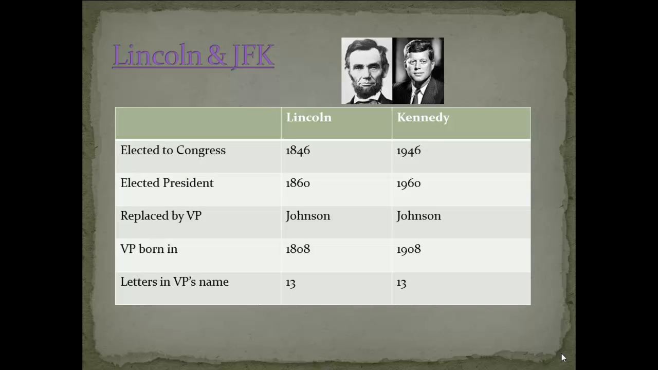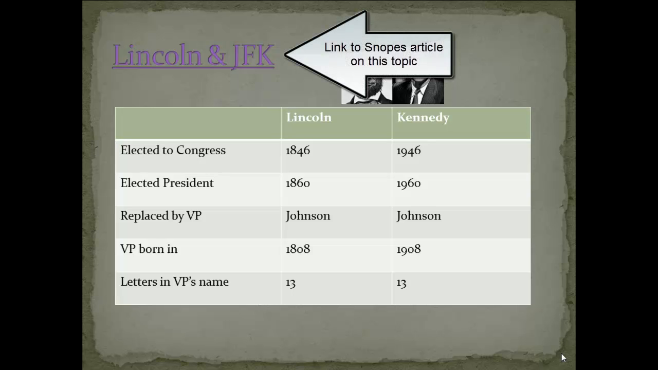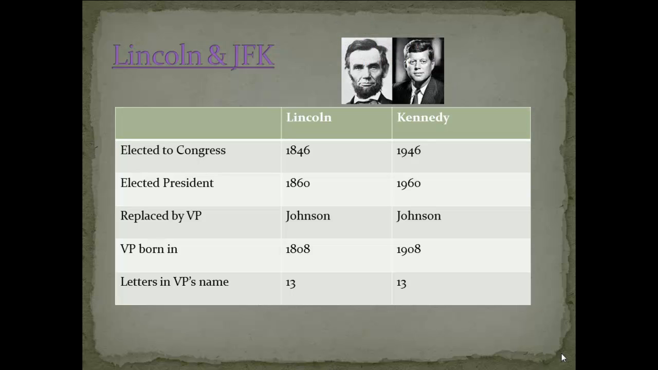Another example is the link between former President Lincoln and former President JFK, who were both, of course, assassinated. I recently went down to Dallas and was able to go to the Texas School Book Museum. And when I was leaving, I saw a poster claiming some kind of conspiracy because these two have so many things in common. For example, they were both elected to Congress in '46, so 1846 and 1946. They were both elected president in 1860 and 1960. They were replaced by Vice President Johnson. They both had the same last name. Their vice presidents were born in 1808 and 1908, and their vice presidents had the same number of letters in their name, 13 for both. And this list goes on and on and on.